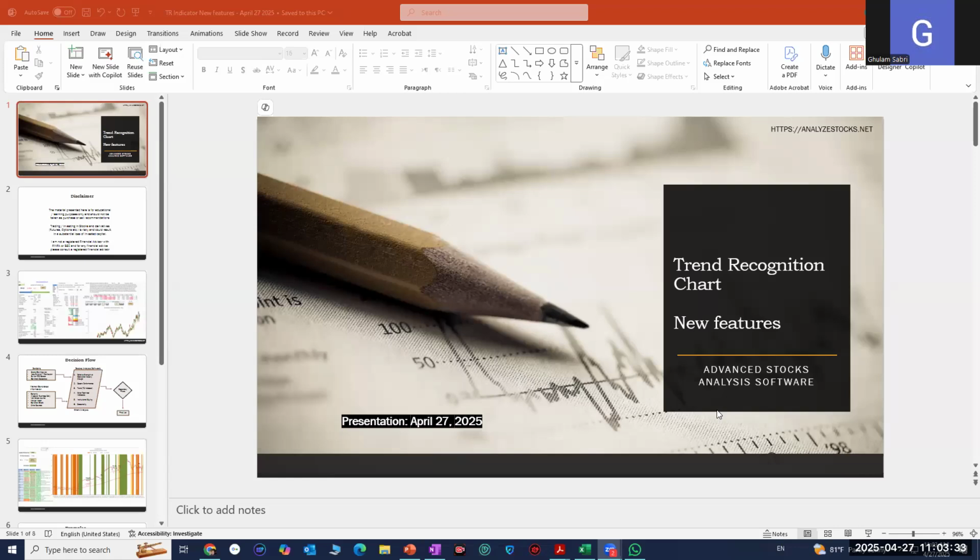So it's about our stocks analysis software, which is mainly built around Excel 365 for Office 365. If you use Microsoft Excel and you have a subscription of Office 365, the latest Office version, then this software is for you, if you like spreadsheets and analysis. And we have a proprietary trend recognition chart.